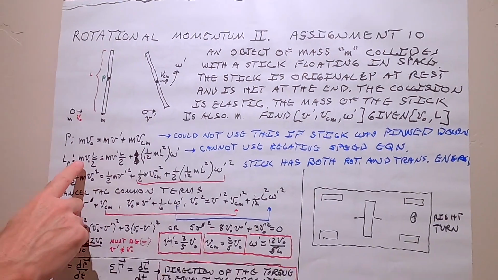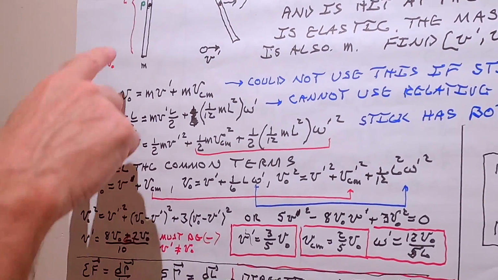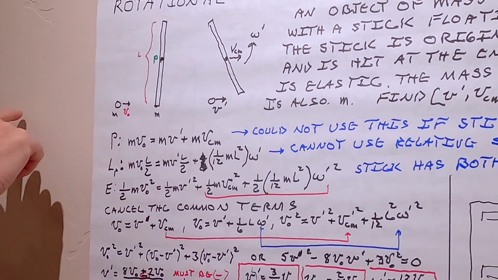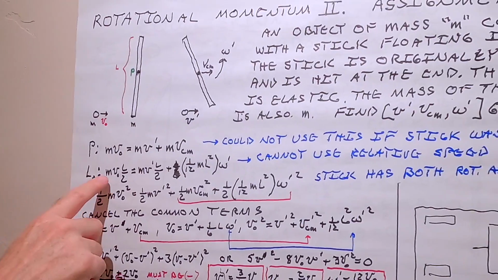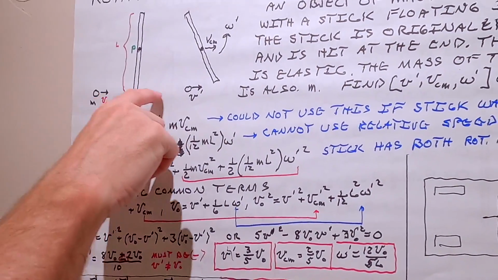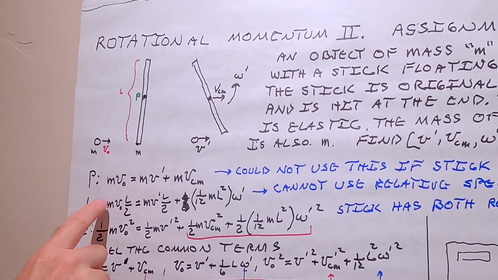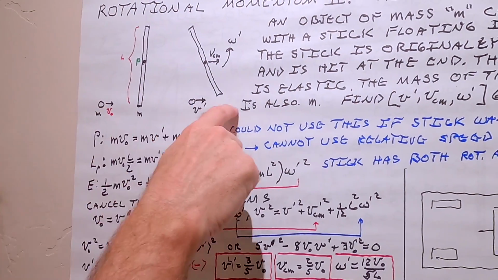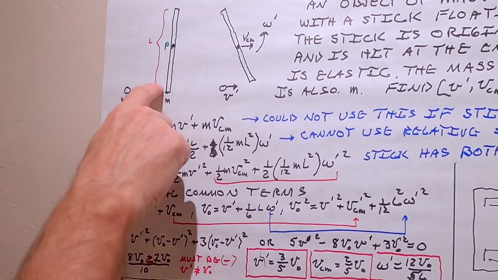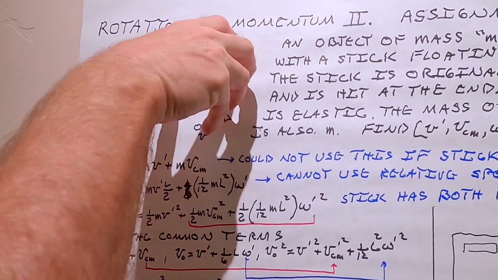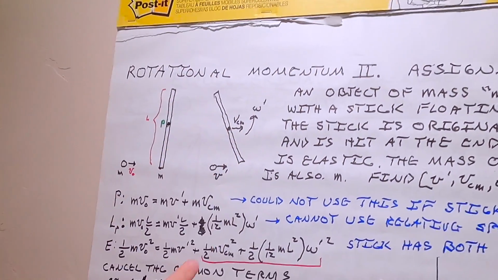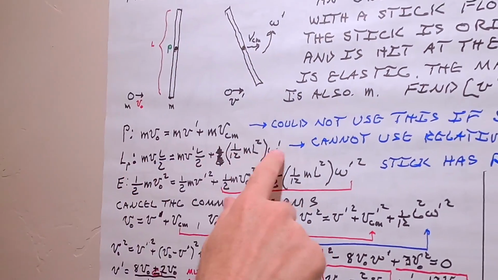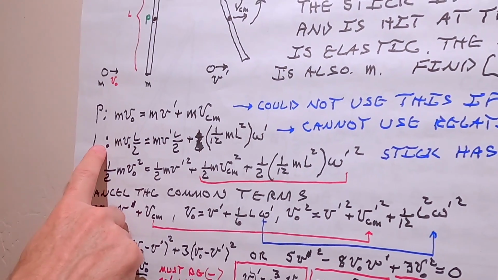Okay, now we can look at angular momentum. We're going to look at angular momentum about the middle, the point that's spinning. Before, this thing is moving in a straight line. So remember, angular momentum when you're going in a straight line is your momentum times your distance. So it's mv naught times L over 2. Then afterwards, it's still going along this line, so it's m v prime times L over 2. Plus, this thing is turning. It's got I about that point, which is 1/12 ml squared, times how much it's rotating. So there's the angular momentum.